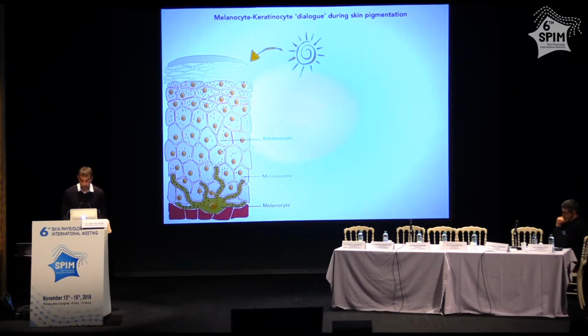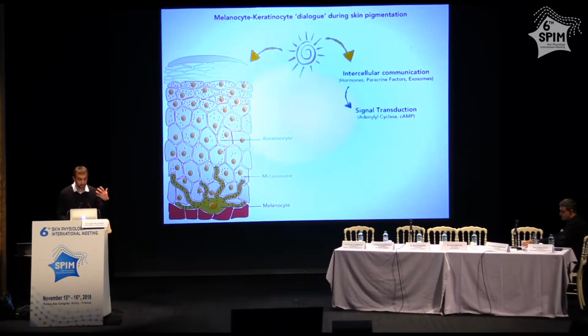For instance, when the skin is exposed to UV, keratinocytes get activated. They start to secrete several molecules like hormones, paracrine factors, as well as these extracellular vesicles called exosomes that we heard about this morning. And these factors are somehow able to lead to some transduction of signals inside the melanocyte. One of the most famous ones, I would say, leads to the production of cyclic AMP, this second messenger, that is produced by the adenylyl cyclase.